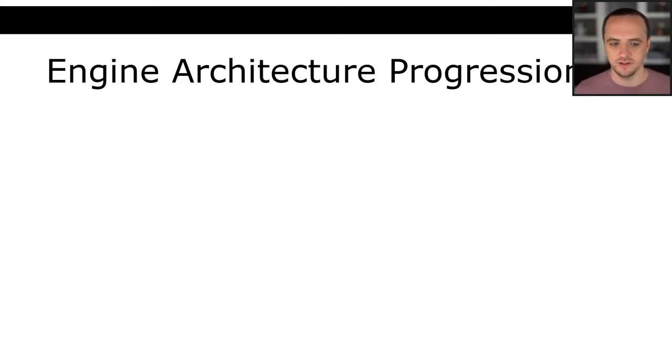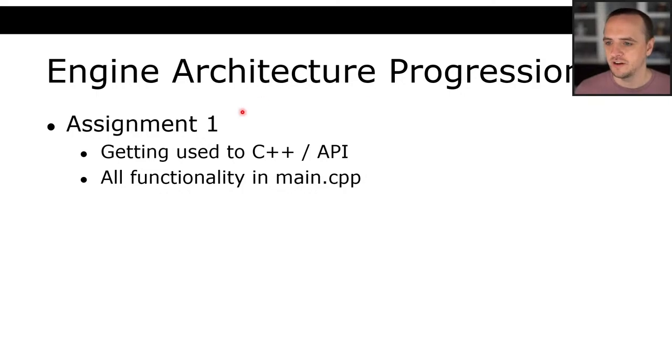So the way we're doing this is assignment 1. We had sort of a getting used to C++ and the SFML API. We had all of our functionality in main.cpp. Assignment 1 was a very, very simple game architecture that basically just consisted of a main loop, right? We had a while loop, it looped forever, we could do things, we could draw things, that was about it.